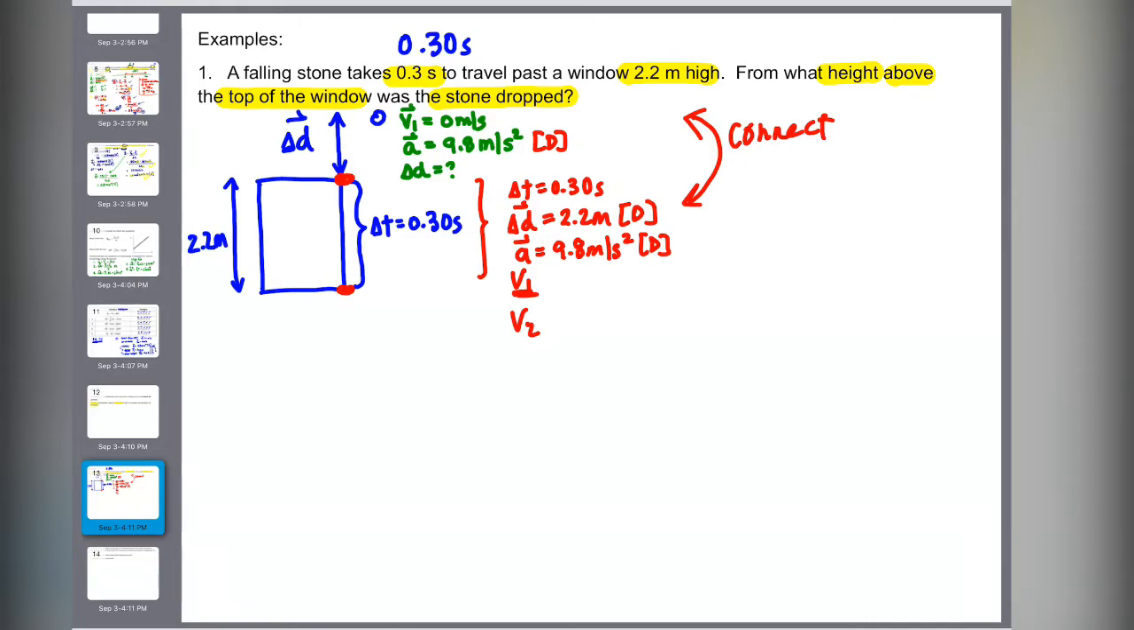If I want to find the connection between the 2 points, do I want to find it at the bottom or at the top? Actually, it's up to you, but I would probably find this one. Because if I found V1, do you see the connection? The initial speed at the top of the window really is the final speed at the bottom of the green part. My V2 at the bottom has to be the same as the V1 at the bottom.